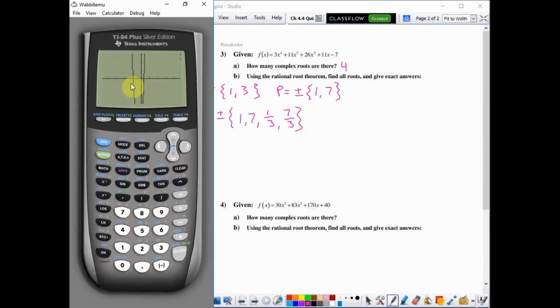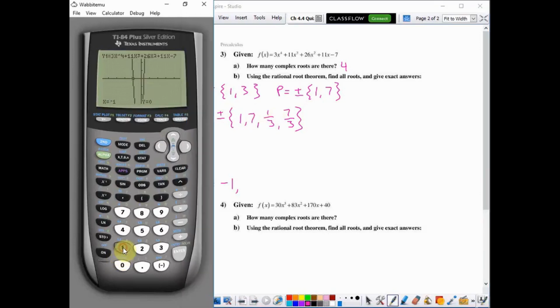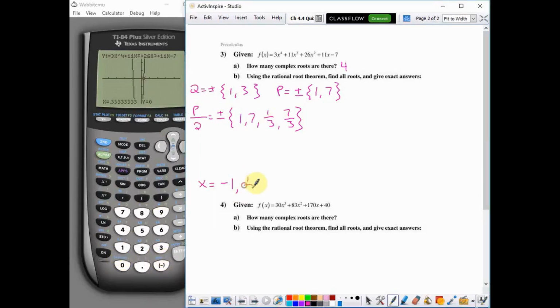It looks like -1. That one looks pretty clear to me, so let's trace -1. And that is one of the roots. I have an output of 0, so x equals -1 is a root. This one here, maybe 1/3, so trace 1/3, and we get an output of 0.